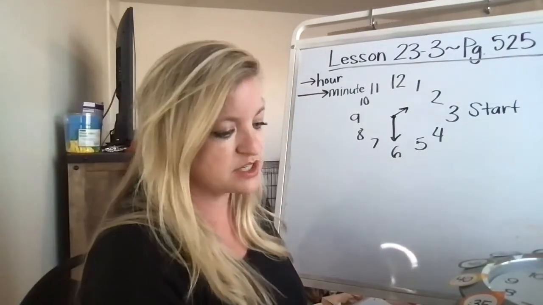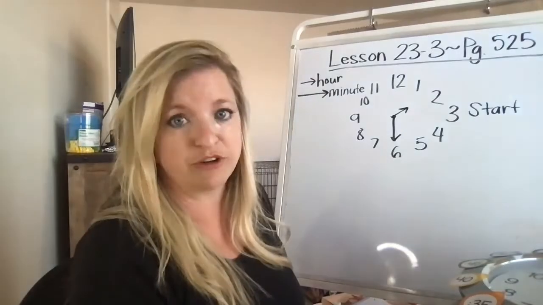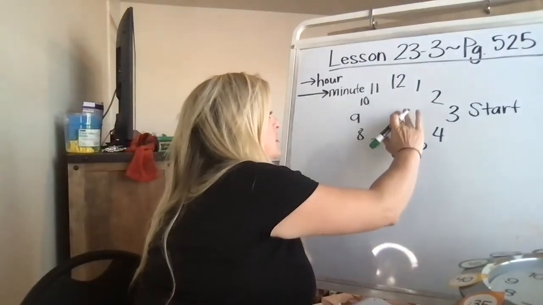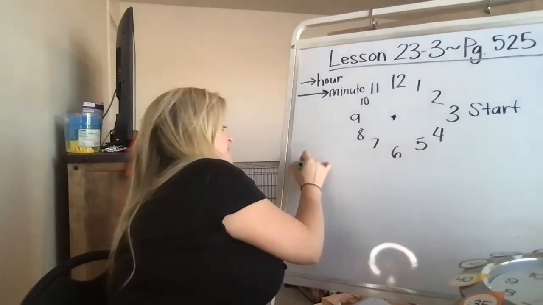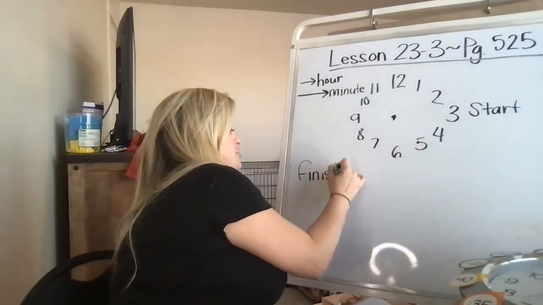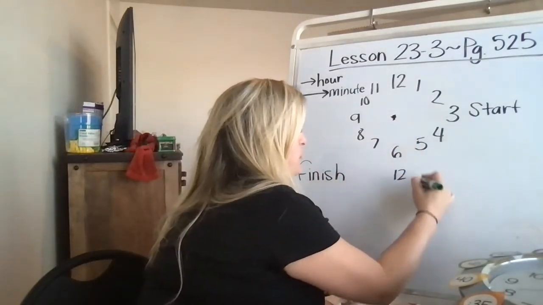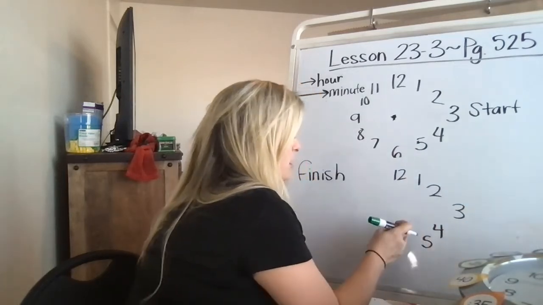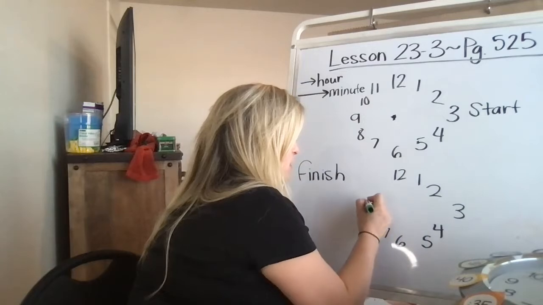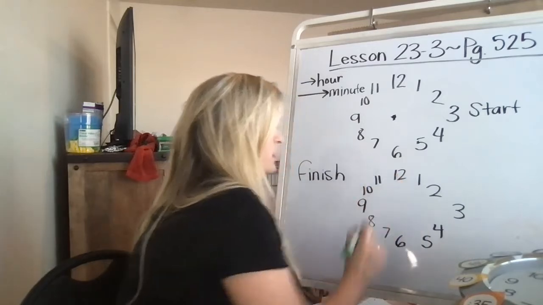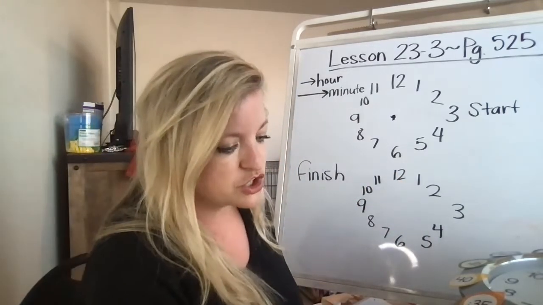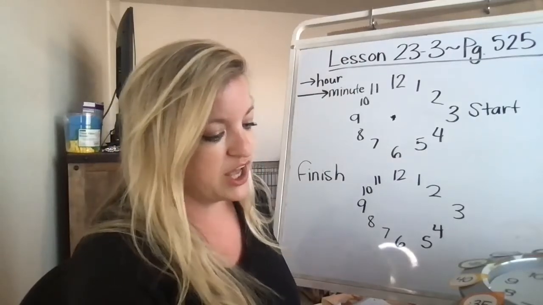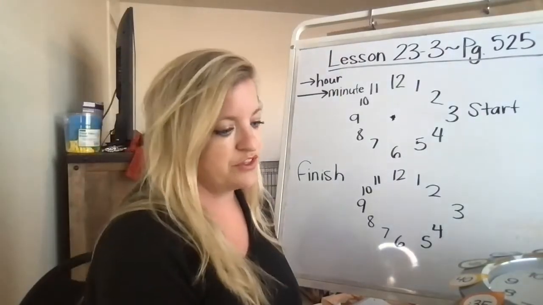Number 5, Dan starts cooking at 4 o'clock. I'm now on page 528 and you have 2 clocks. One says start and the other one says finish. So it starts at 12, 1, 2, 3 o'clock, 4 o'clock, 5 o'clock, 6 o'clock, halfway through, 7 o'clock, 8 o'clock, 9 o'clock, 10, 11 o'clock. Dan starts cooking at 4 o'clock. Dan finishes cooking at 4:30. Draw hands on the clocks to show the times.